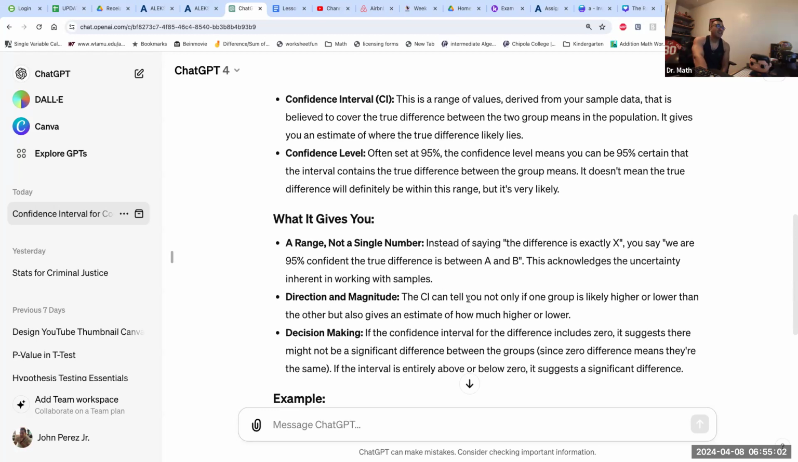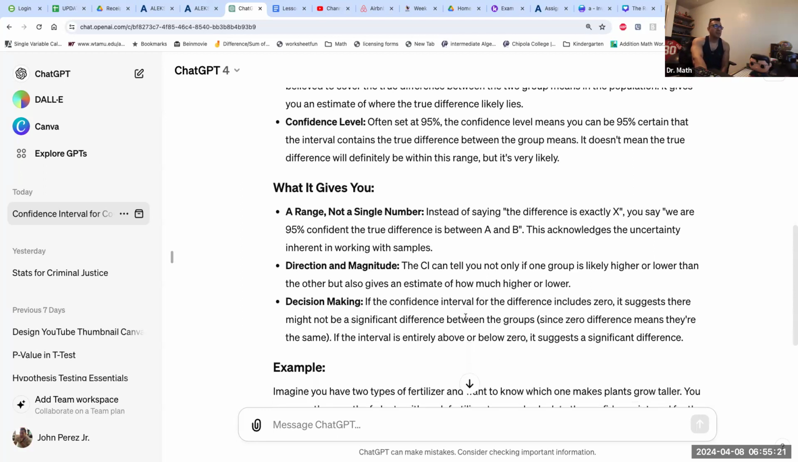So the CI can tell you not only if one group is highly likely higher or lower than the other, but it gives you an estimate of how much higher or lower. And decision making: the confidence interval for the difference includes 0. So if the confidence interval for the difference includes 0, it suggests that there might not be a significant difference between the groups, since 0 difference means they're the same. If the interval is entirely above or below 0, it'll tell us that there's a significant difference.